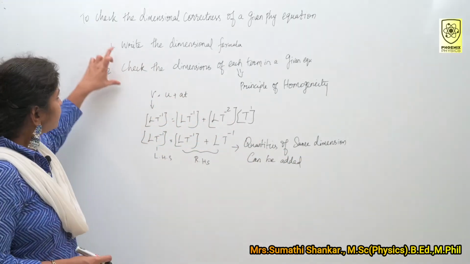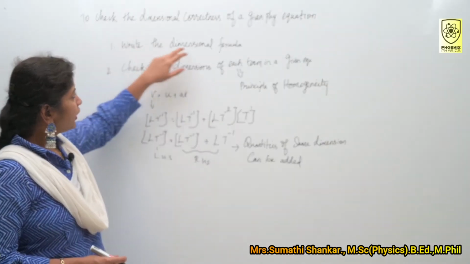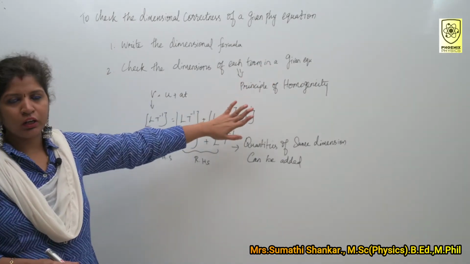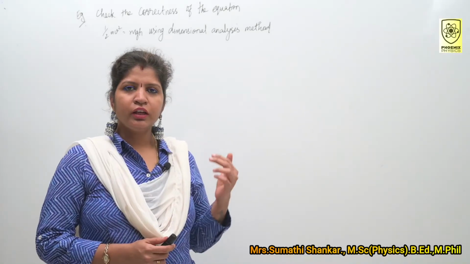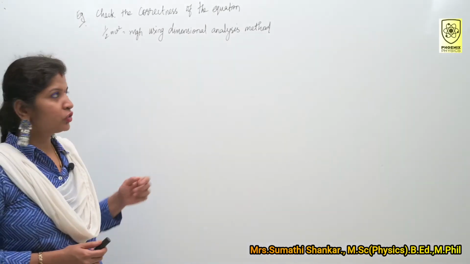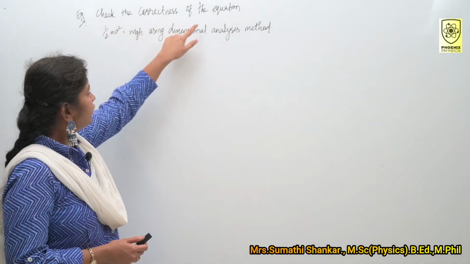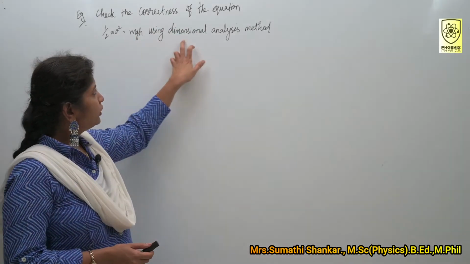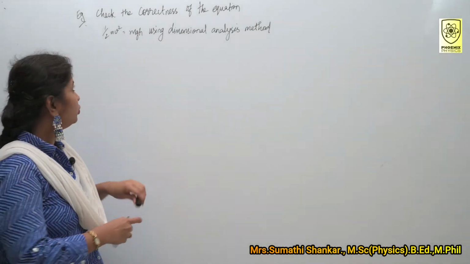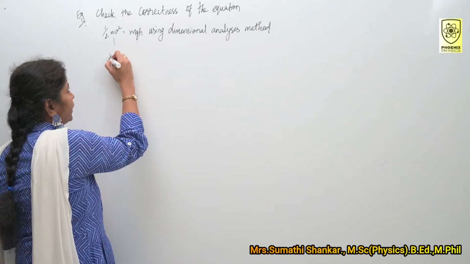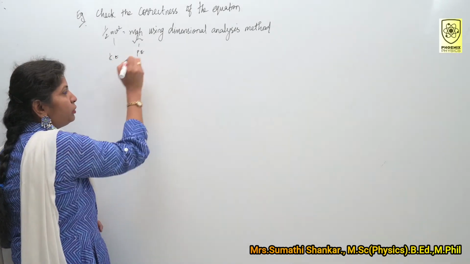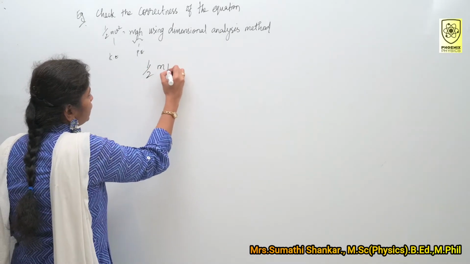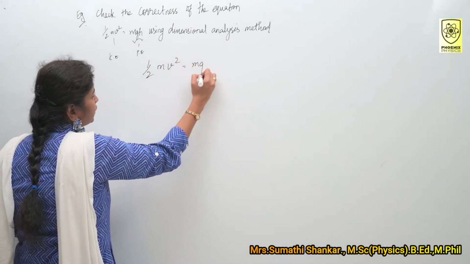So here in this application there are two steps. First write the dimensional formula. Next check the dimension of each term in a given equation. Up to this clear? Based on the application 2, one example problem is given. Check the correctness of the equation half mv square is equal to mgh using dimensional analysis method. You know that this half mv squared is kinetic energy, mgh is nothing but potential energy, right?